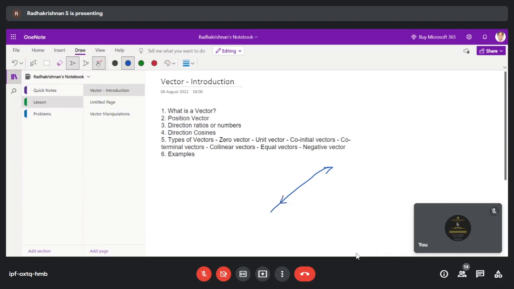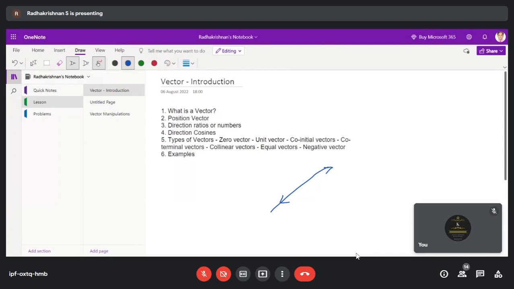But one of them only is vector, and it has to be clear. It is only in one direction. Okay. So we call it as a directed line segment. So vector's definition is a directed line segment. Okay. Next we come to what is a position vector.